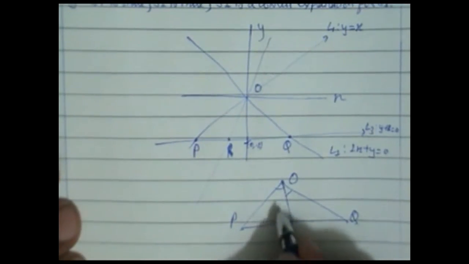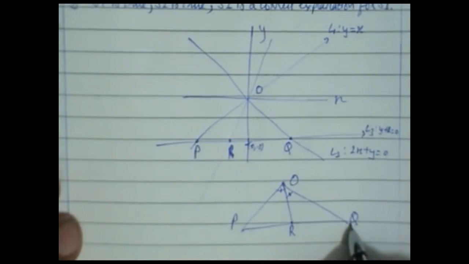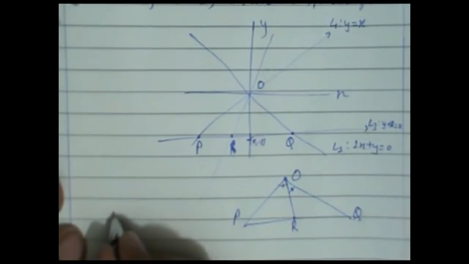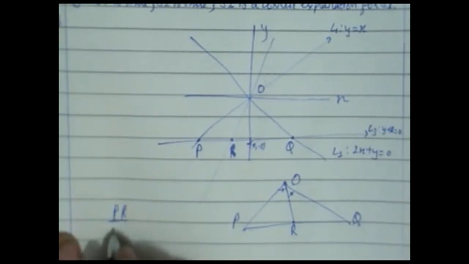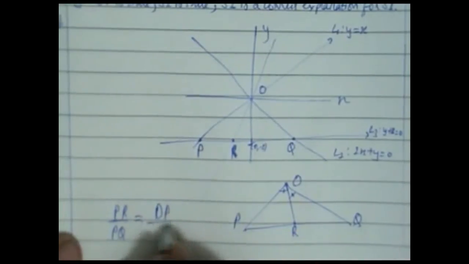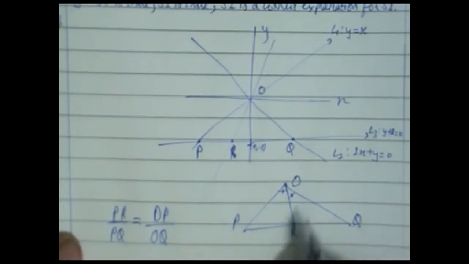So these two angles are equal. Now we know that in a triangle, if OR is the angle bisector, then PR upon RQ will be equal to OP upon OQ. This is the property of triangle and angle bisector. So PR divided by PQ will be equal to OP divided by OQ. Now we can find the value of OP and OQ if we know these points.